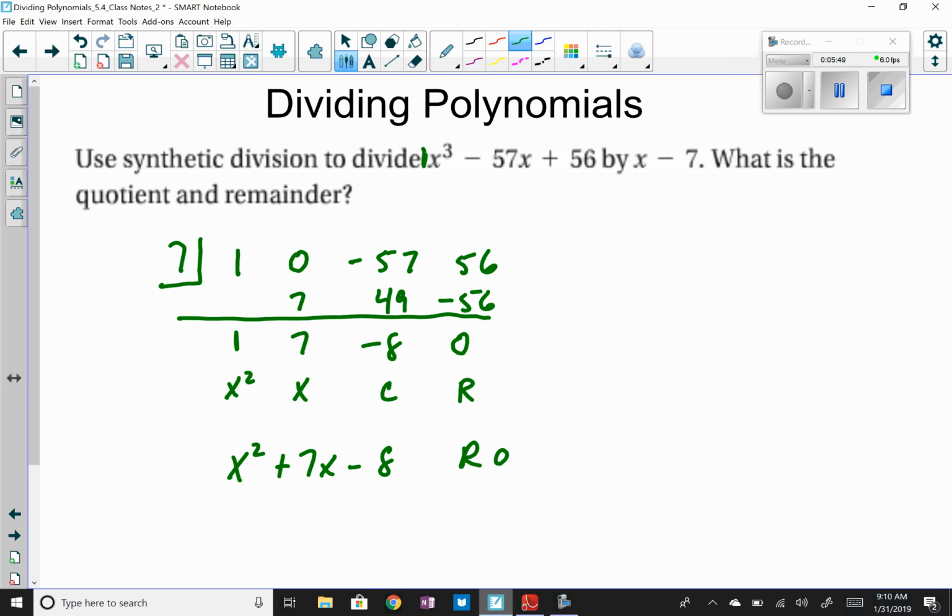Now that we have a remainder of 0, we know a couple of things. One, that x minus 7 is a factor of x cubed minus 57x plus 56. And we know that p of 7 is going to equal 0. So if we insert 7 in for x in the expression, we should get a 0. So we could try that out here.